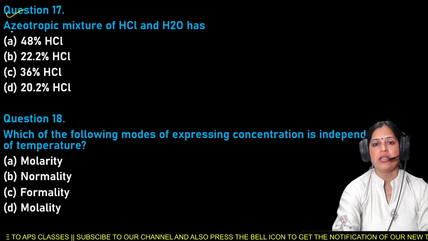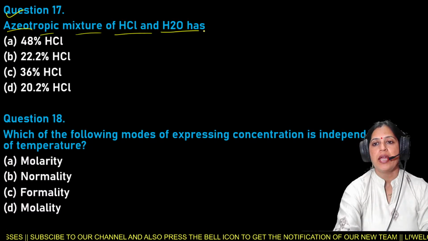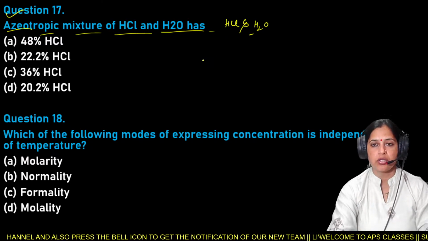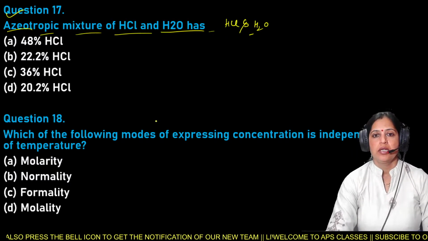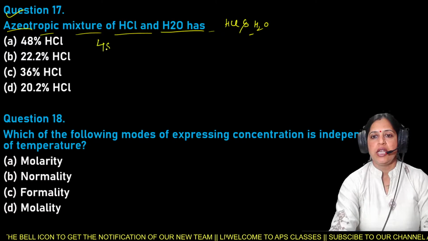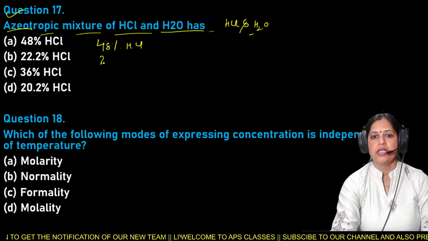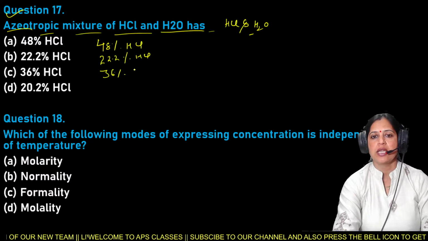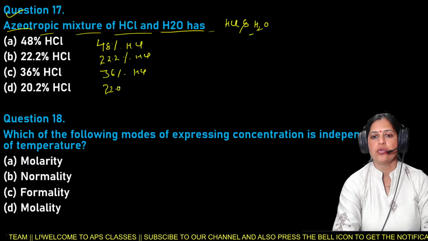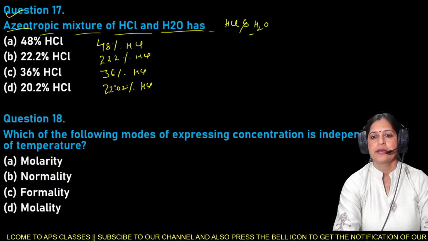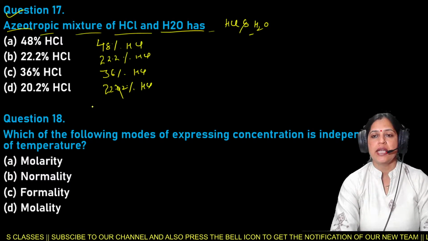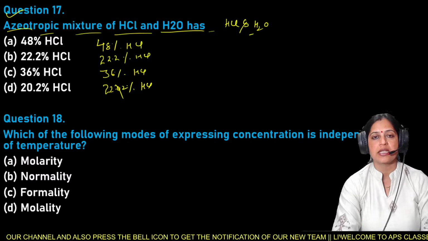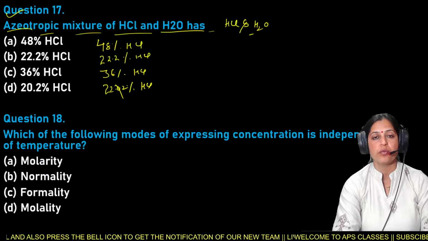Next is your question number 17. Azeotropic mixture of HCl and H2O has: 48% HCl, 22.2% HCl, 36% HCl, or 20.2% HCl.